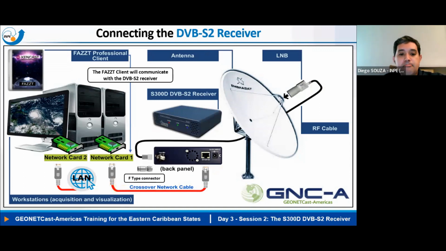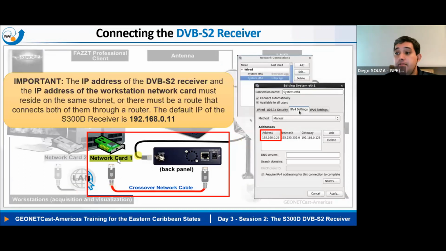A very important detail is that the IP address of the receiver and the IP address of the network card of the workstation must reside in the same subnet, or there must be a route that connects both of them through a router. This is not the case of the stations of the project. The receiver is connected directly to the workstation, okay?